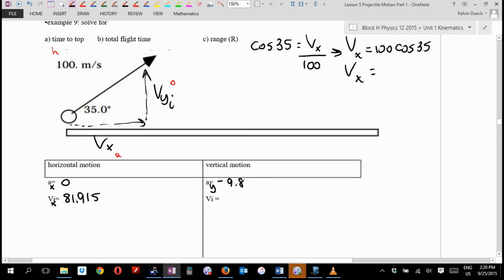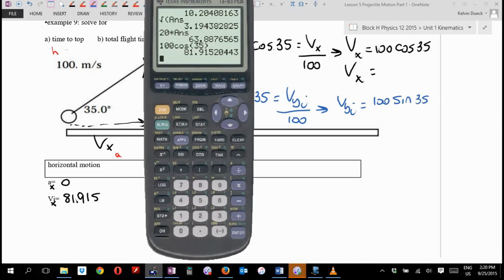Let's find Vy. Which trig function? Sine. Vy initial over 100. How would I get Vy initial by itself? Times by 100. If you have a good calculator, hopefully your teacher went on a rant about the importance of a good calculator, you might find that you can just backspace and change the cos to a sine, because all the rest of the numbers are the same. And I get 57.358.